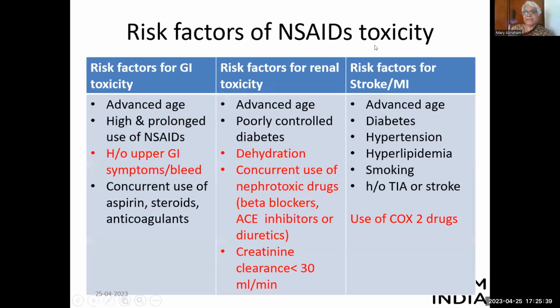If you look at the risk factors for NSAID toxicity, for GI toxicity, you should avoid it in all these situations. For renal toxicity, remember, patients should be well hydrated. And in advanced stage, you have to be very careful. And if there are risk factors for stroke and MI, like history of TIA or stroke, or history of MI, hyperlipidemia, diabetes, advanced stage, then you should avoid the COX-2.